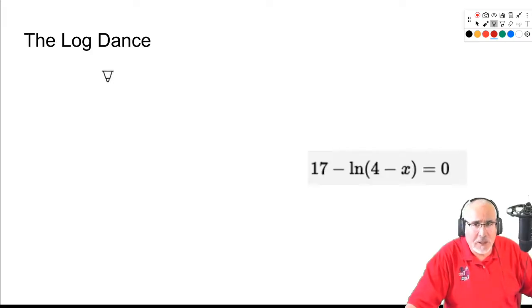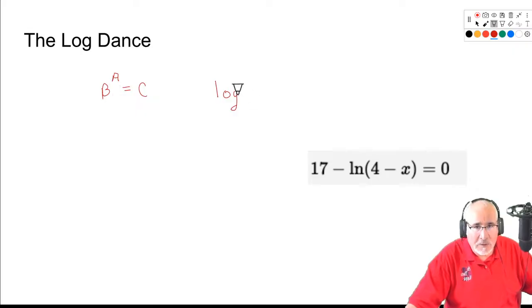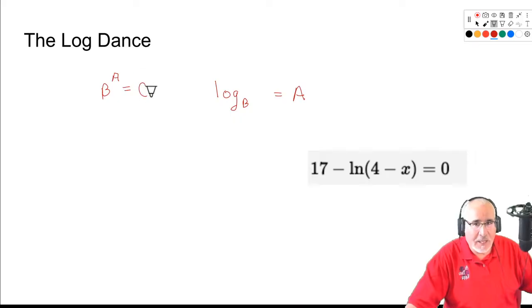So what I talked about is if we have some base raised to some power equaling some number, the log dance simply took that statement, took the log, the base remains the base, so we're going to get log base b. The exponent goes over to the other side. So notice the answer to every logarithm question is an exponent. And the output here goes as input into the log function. So that's our log dance.